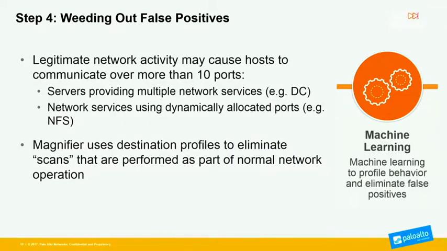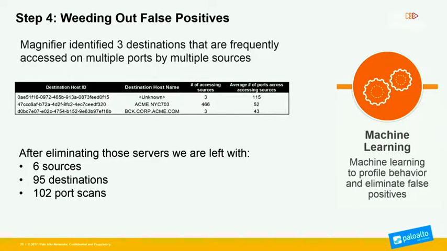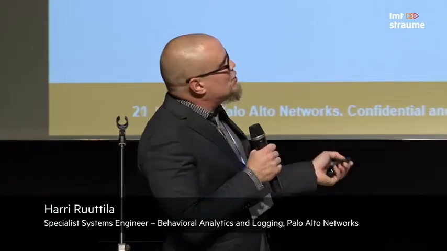So of course there's probably, in this mix, some valid servers or valid applications which are providing services over several ports. So when we look at the information that we have and the destination profiles we have, we could actually see that, okay, there's 3 machines that we can now take out, and we are left with 6 sources, 95 destinations, and 102 port scans. Still quite a lot, but 6 sources is something we can start with, and 6 sources is something we can actually investigate. Now, we take the 6 sources and we take in the endpoint context.